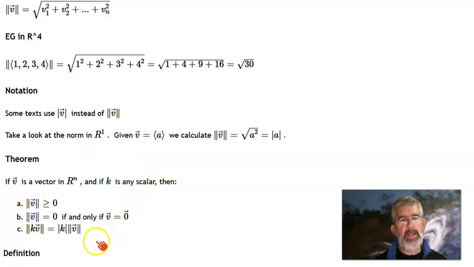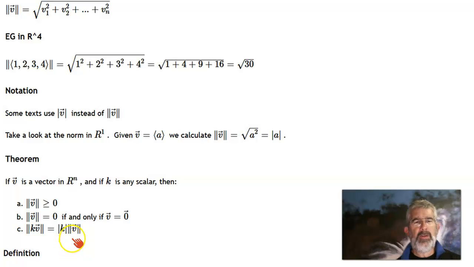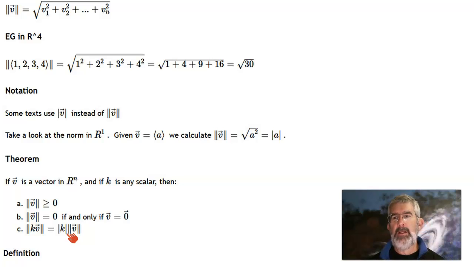Okay. And then finally, the theorem is saying if you multiply v by a scalar k, since k is just a real number, then the norm of that is the norm of the vector you started with times the absolute value of k. We've talked about this when we introduced scalar multiplication, right? What does it do? It multiplies the length by k.